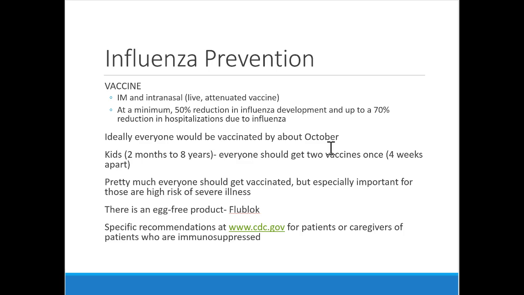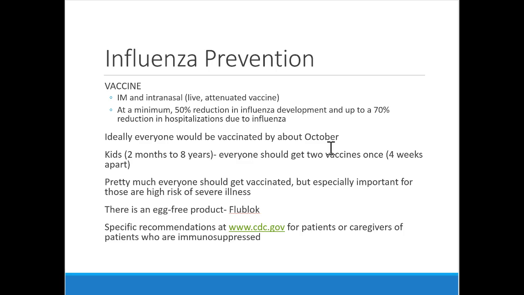Prevention is the vaccine. Remember, there's an IM and there's an intranasal. Usually on an average year, we're seeing about a 50% reduction in influenza and about a 70% reduction in hospitalizations with the influenza vaccine. So even if the vaccine isn't fully effective, even if you're vaccinating against the wrong strains, if you do get a different strain of influenza, your body is going to be able to react a little bit faster, theoretically, and your symptoms will be less.